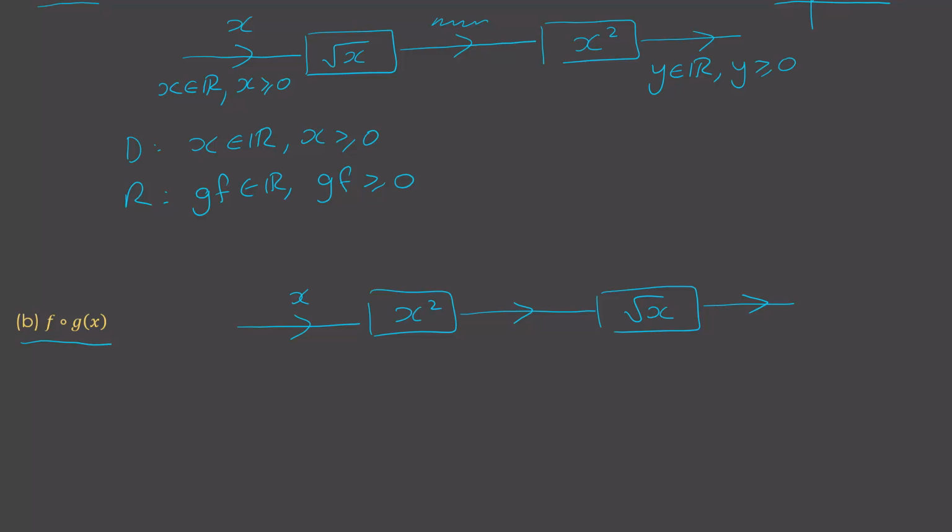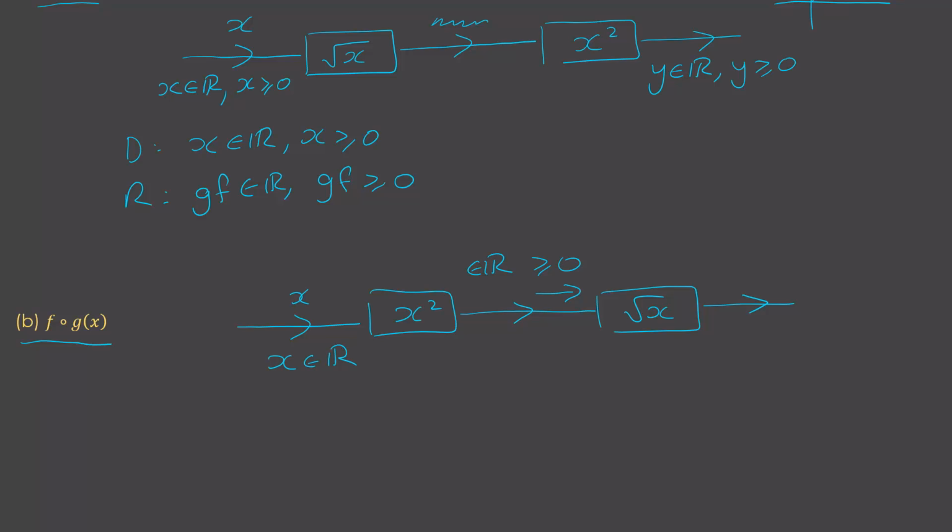There's no problem with input into x squared. All reals can go in. And if we're squaring, what comes out will be real numbers greater than or equal to 0. So there's no problem going into the second function with any output from x squared.